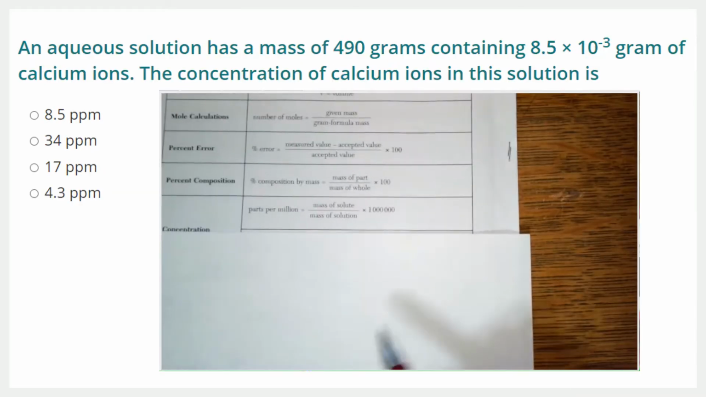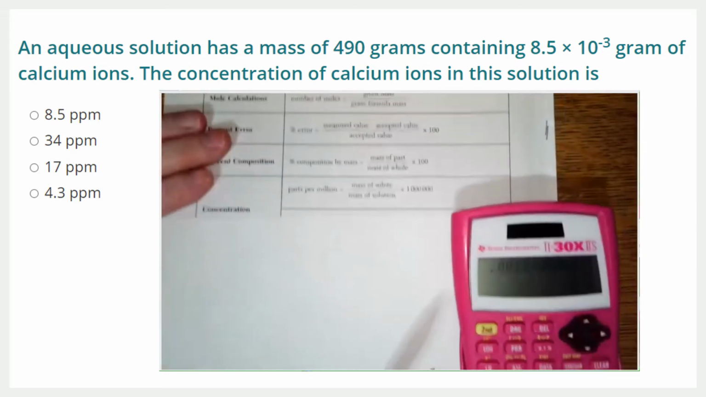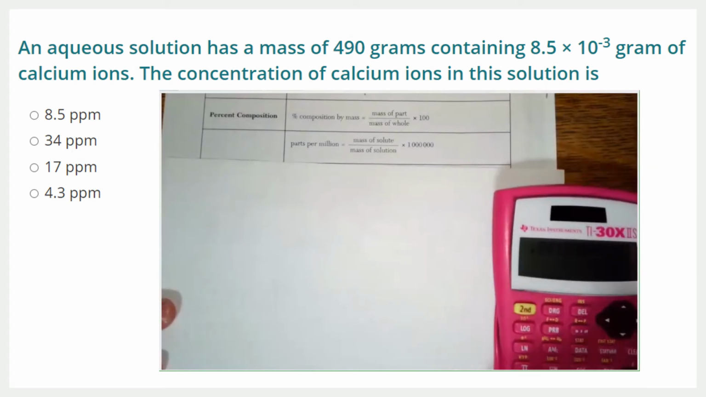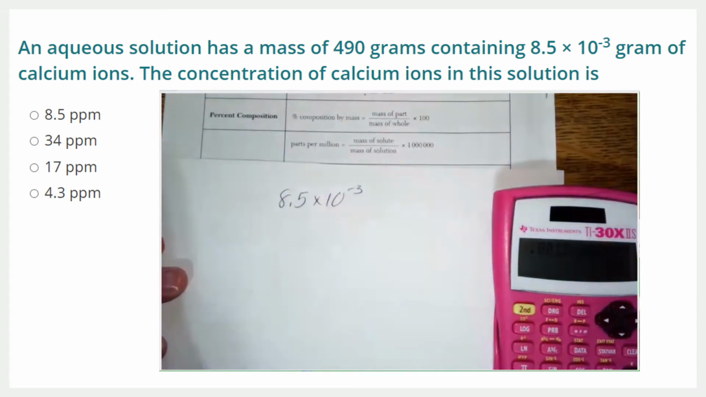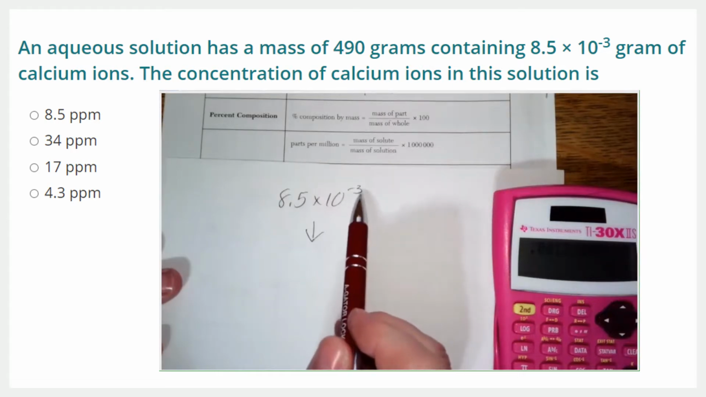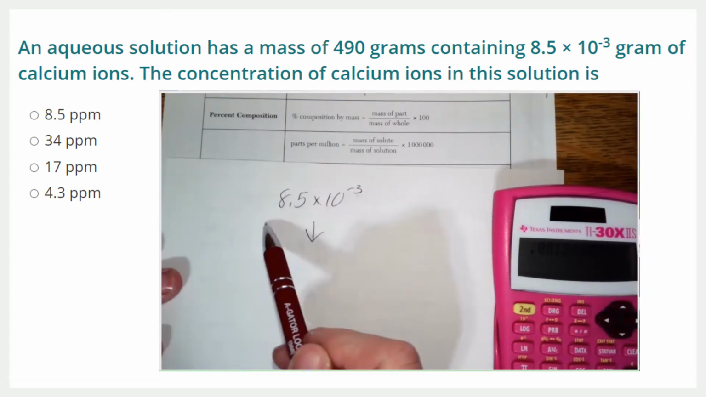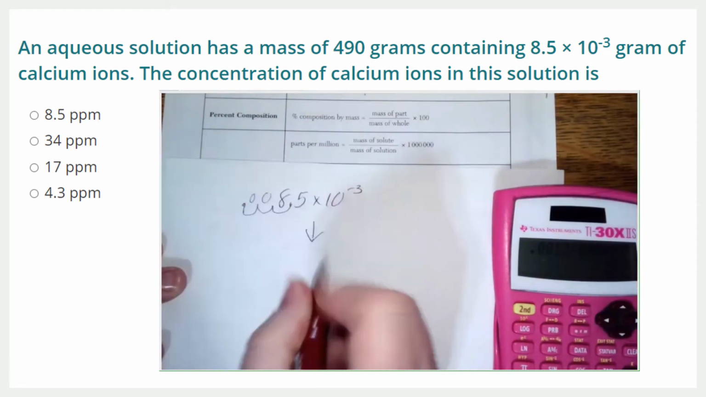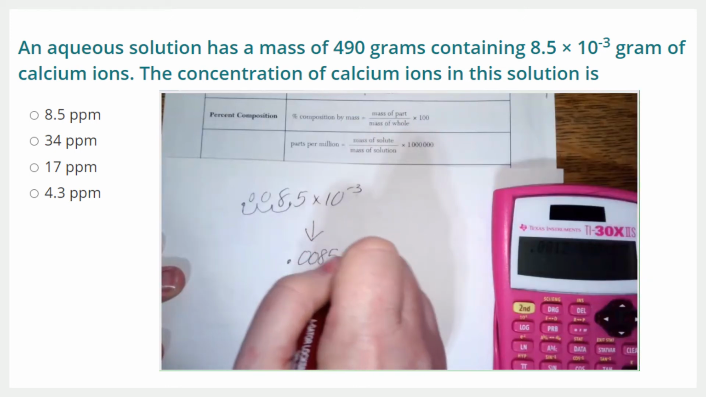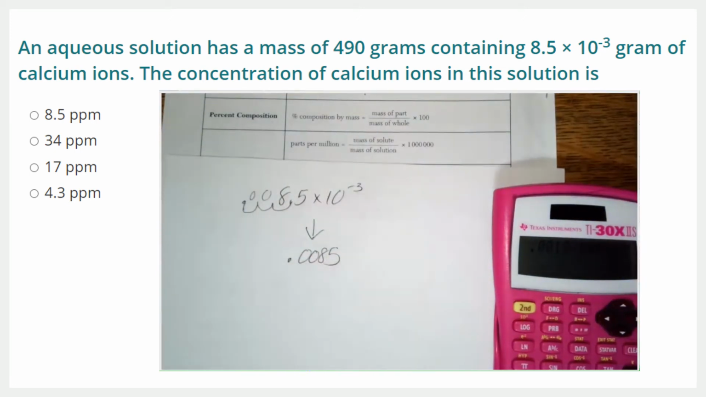All right, so again, another question. Look at my answer choices. They're all in ppm, parts per million. So I know I'm using this formula. Again, I have 8.5 times 10 to the negative 3. My preference is just to take it out of scientific notation: move the decimal 3 places, negative, go this way, 1, 2, 3, decimal, fill in spaces with zeros. So 0.0085.